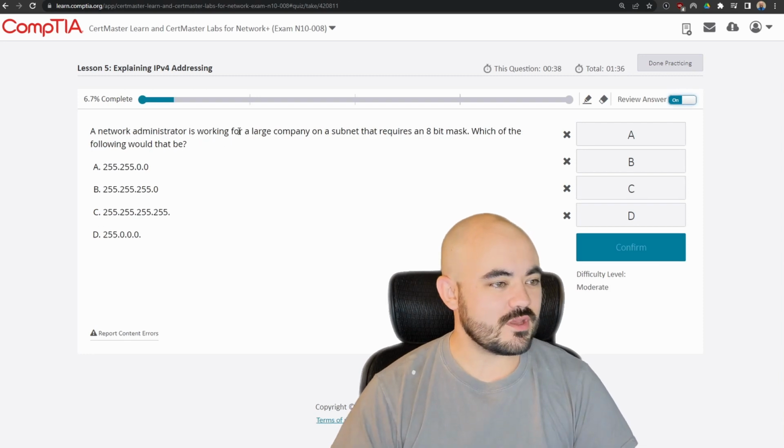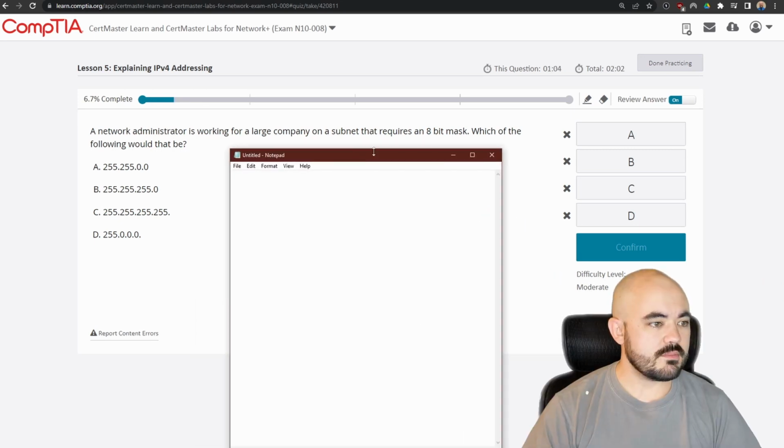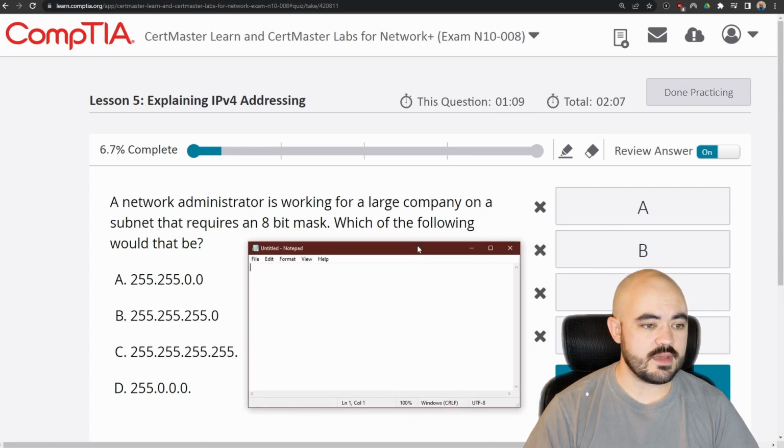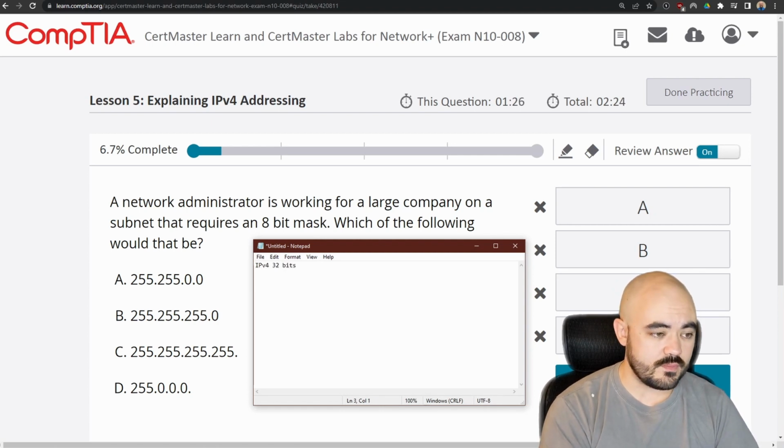A network administrator is working for a large company on a subnet that requires an 8-bit mask. Which of the following would that be? Okay friends, an 8-bit mask. An 8-bit mask means that we have 8 bits in the subnet mask. Simply, that means we have 8 ones and there would be 24 zeros. We know that the IPv4 address is 32 bits in total. So if we have an 8-bit mask, we have a 24-bit host address.